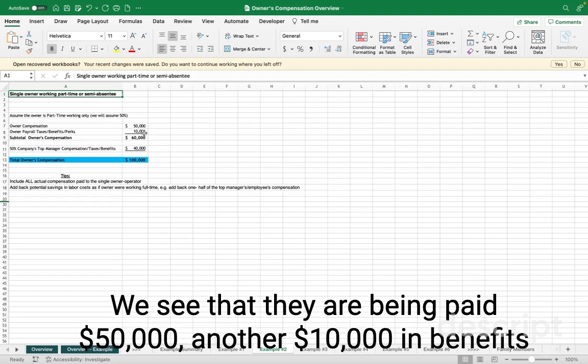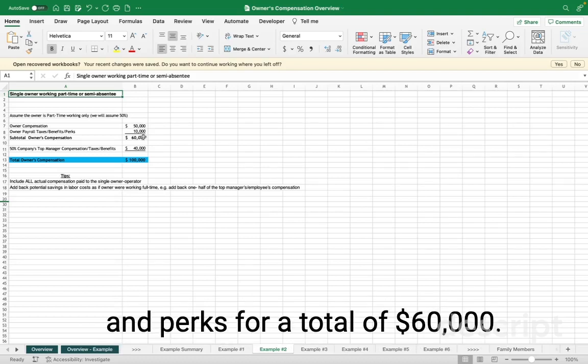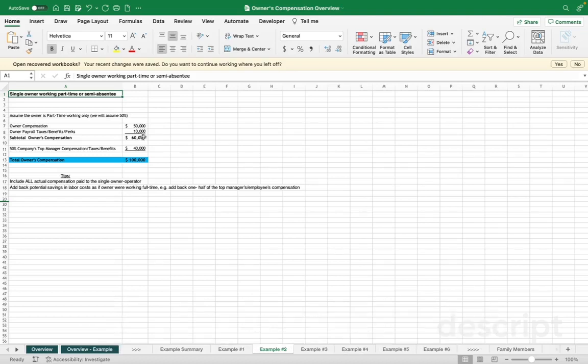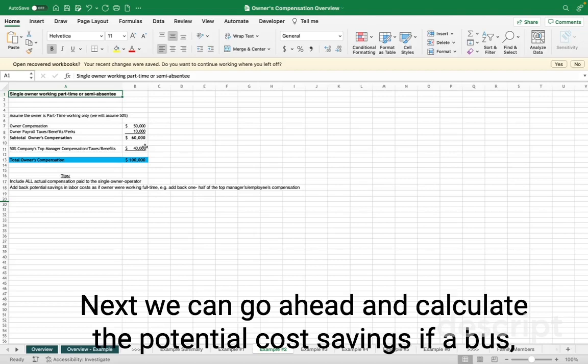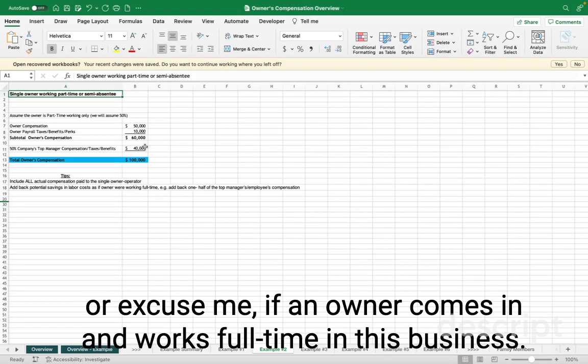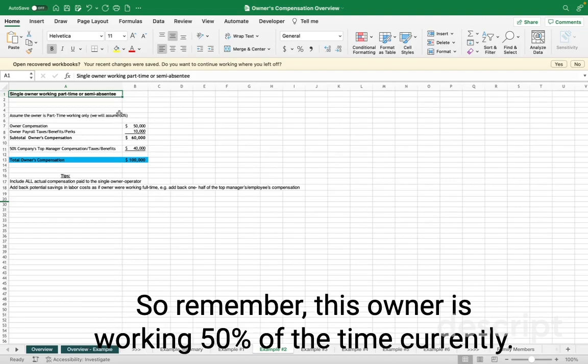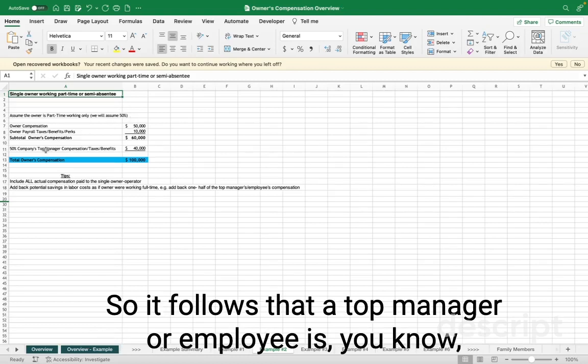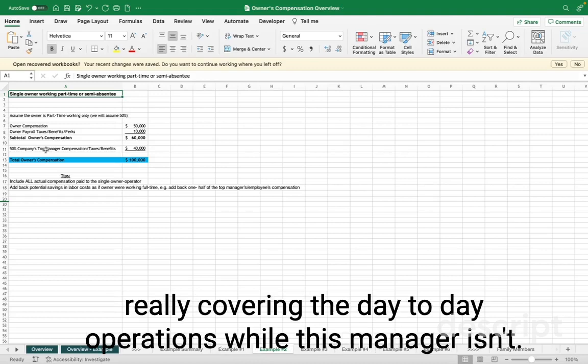Another $10,000 in benefits and perks for a total of $60,000. Okay, next we can calculate the potential cost savings if an owner comes in and works full-time in this business. Remember, this owner is currently working 50% of the time. So it follows that a top manager or employee is covering the day-to-day operations while this owner isn't here.